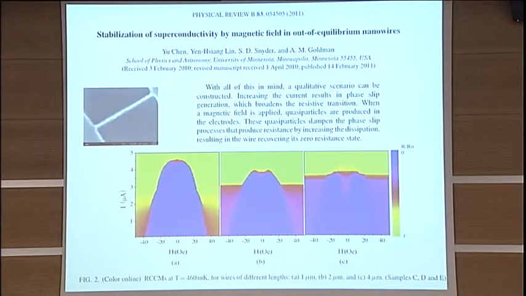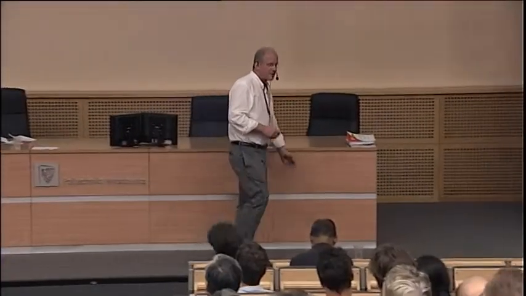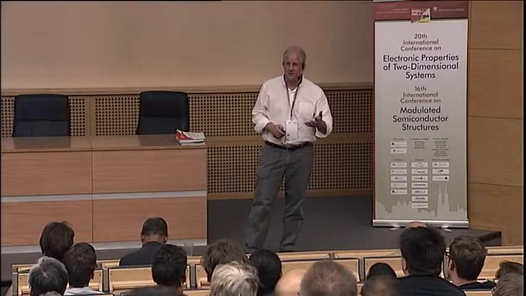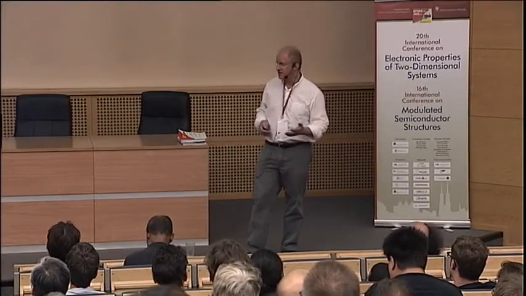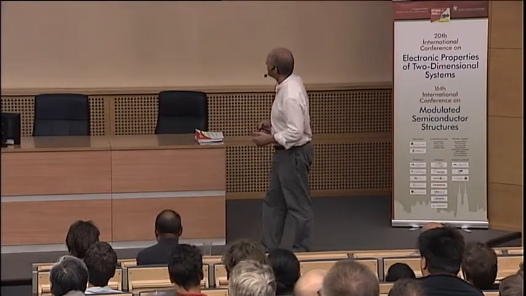Increasing the current results in phase slip generation, which broadens the resistive transition. When a magnetic field is applied, quasiparticles are produced in the electrodes. These quasiparticles dampen the phase slips. So we have this soft gap problem, and when we add a magnetic field, the soft gap problem gets worse. But the soft gap problem, in fact, helps, in this case, to damp phase slips. So that's interesting, and I'm not sure what it's good for, but it's at least a new result associated with superconductivity in nanowires.